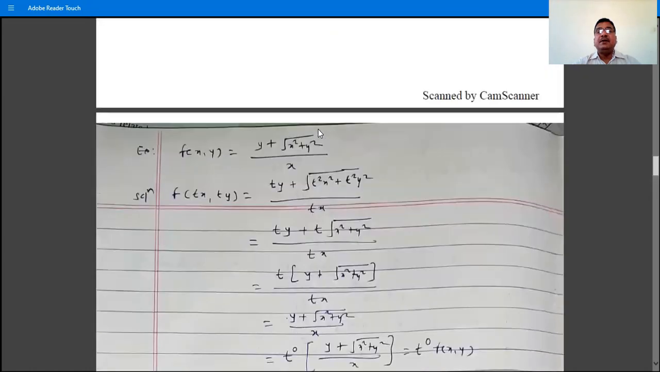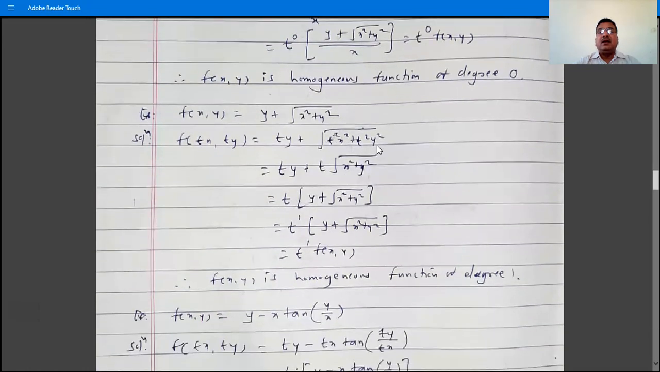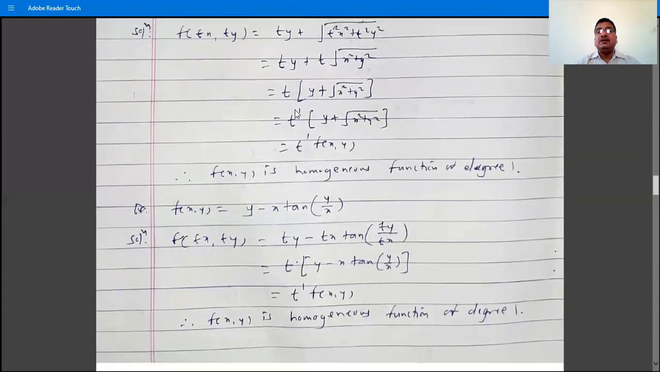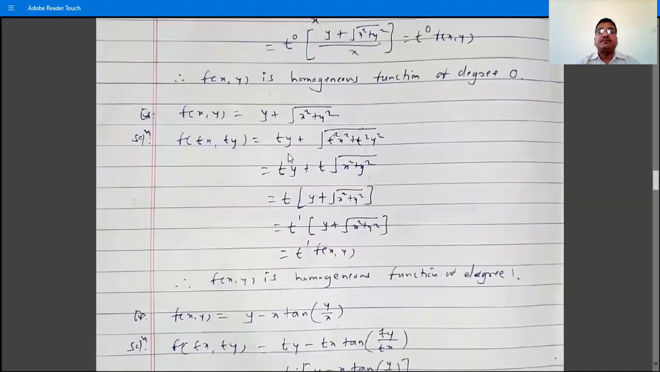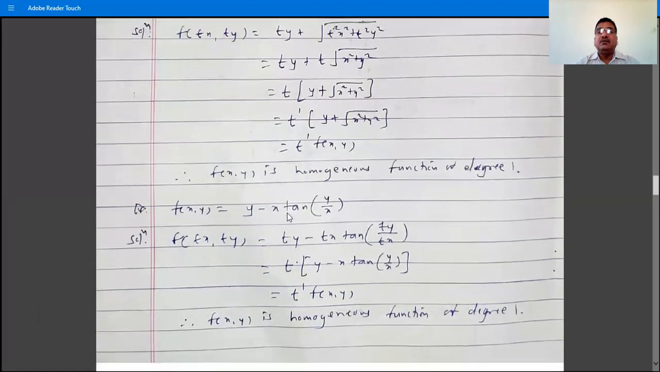Similarly, if we take y plus root x square plus y square separately, then f of tx, ty is ty plus root t square x square plus t square y square, and therefore we have ty plus t root x square plus y square. After taking t square common from the root, we have t outside the root, divided into root x square plus y square, then take t common. So we have t raised to 1 times y plus root x square plus y square, that is t raised to 1 f of xy. So this f of xy, equal to y plus root x square plus y square, is a homogeneous function of degree 1.